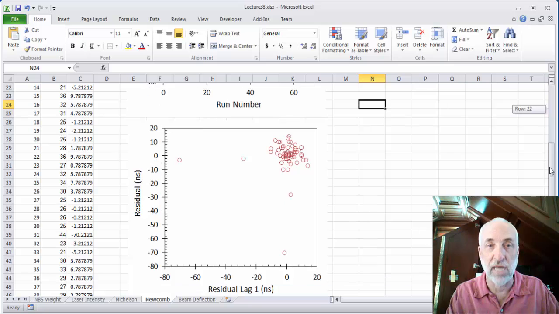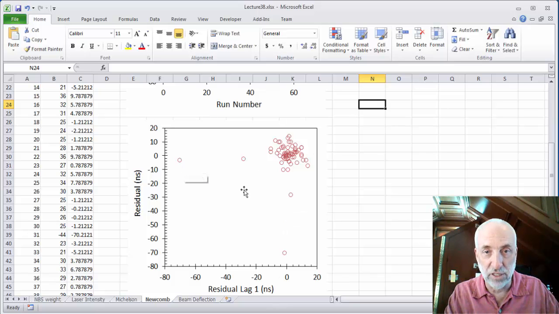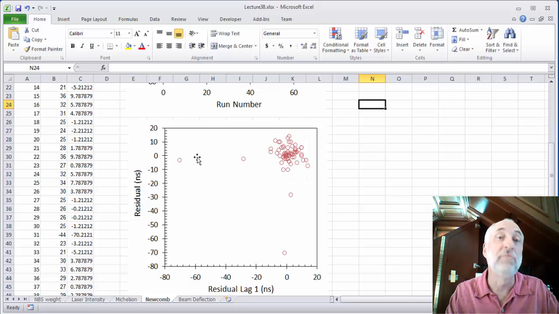But if I go down and I look at my lag plot, now residuals tend to stick all the data up in the corner here, but that looks like a kind of normal spread. You'd probably want to look at it without those residuals.